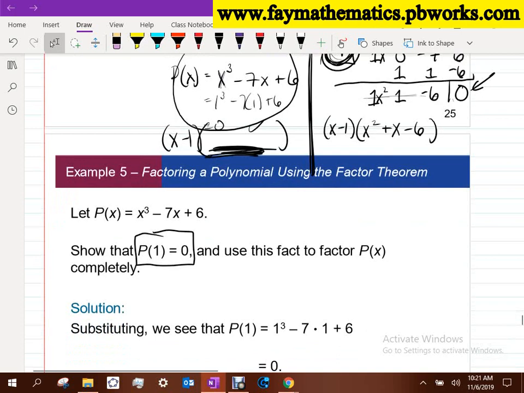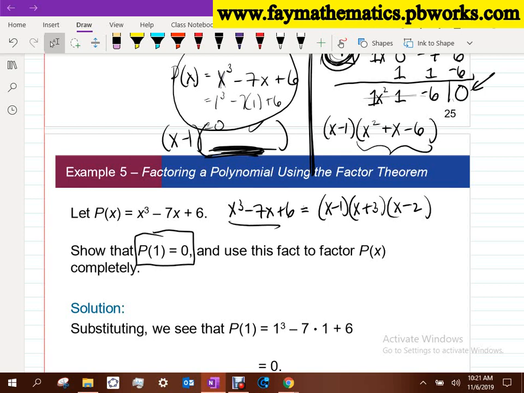Now, think about this. Is that something that we have tools to factor? Do you know how to factor x squared plus x minus 6? I think so. How? X plus 3, x minus 2, right? So this thing here, this x cubed minus 7x plus 6, is what we started with. We can rewrite it now that way. We can factor it that way.